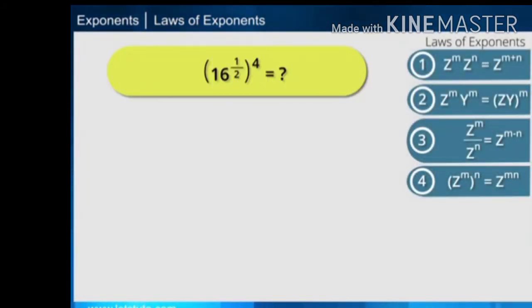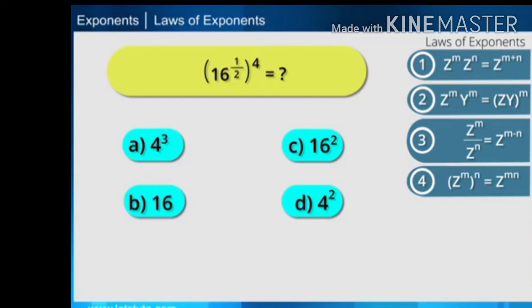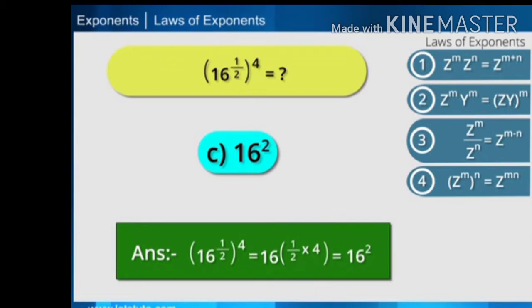What will be 16 raised to the power 1 divided by 2 raised to the power 4? It will be 16 raised to the power 2. So till now we have seen 4 laws of exponents.